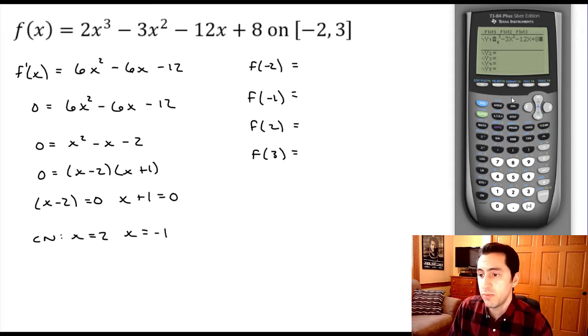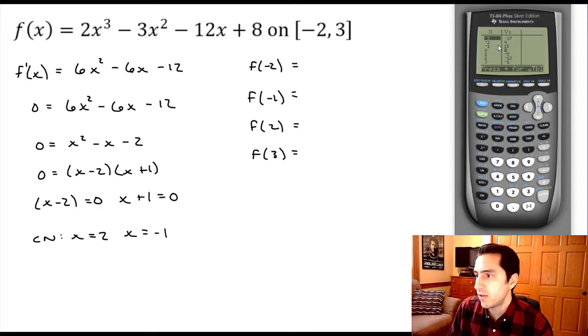So the main piece though is now if I hit second table, so I hit the second button and then I hit the graph button, so I want table, it will bring up all my function values. So now we can just take a look at this, see what the y values are for each of our critical numbers and the endpoints.